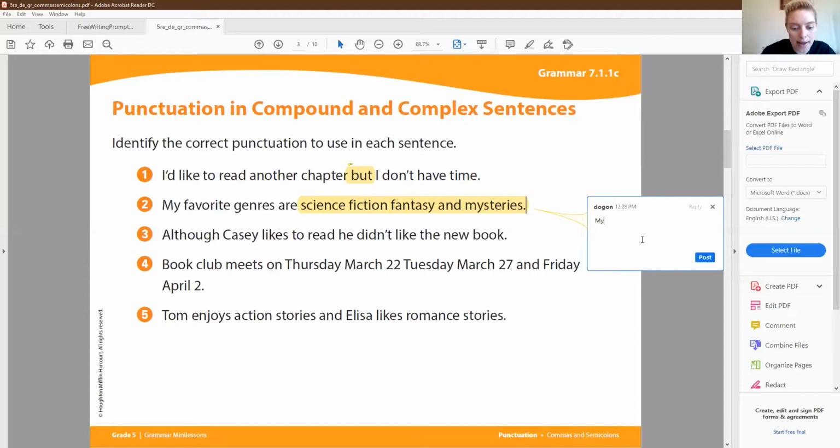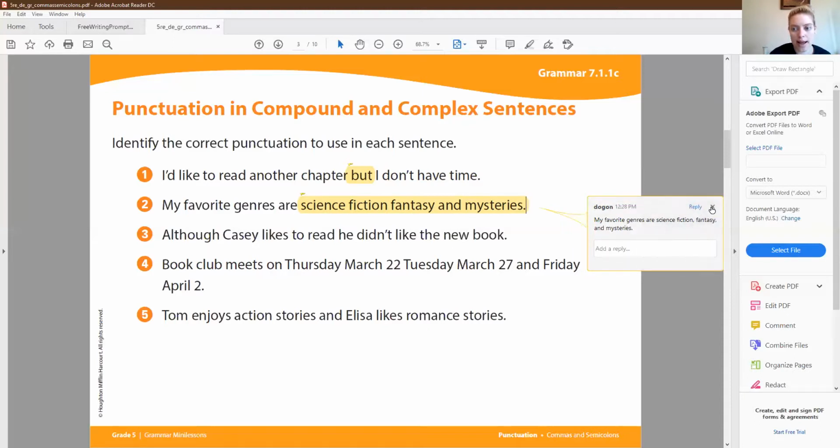So my favorite genres are science fiction, comma, fantasy, comma, and mysteries. Okay, notice how I put a comma in between each of those items in that list.